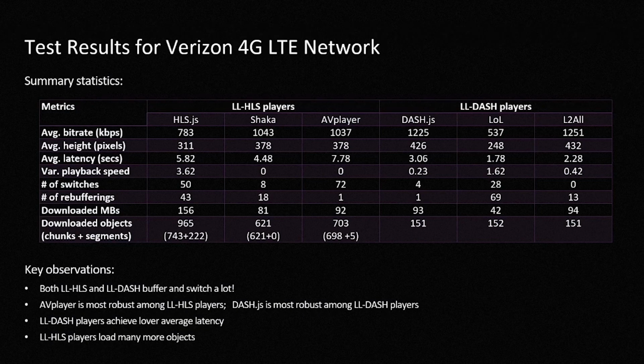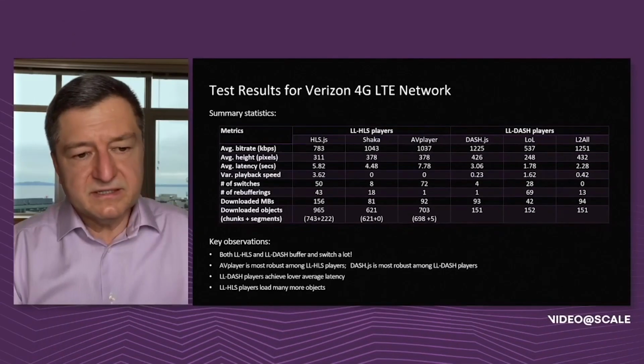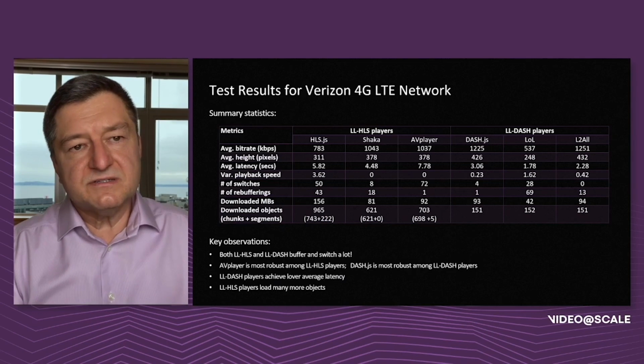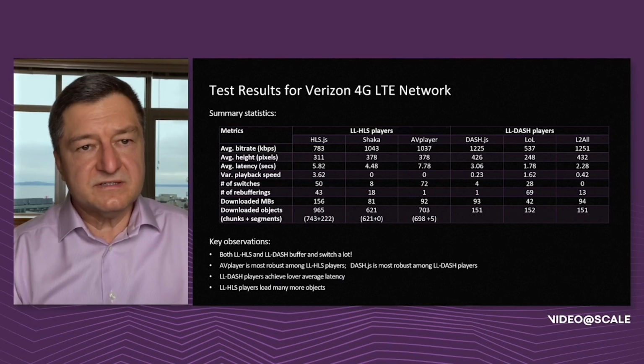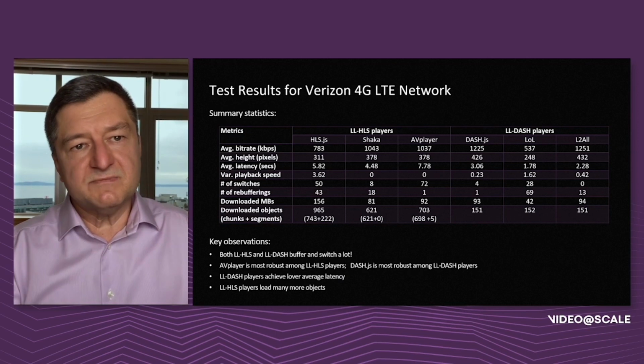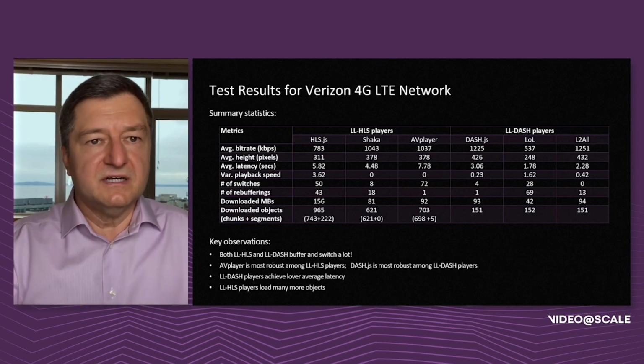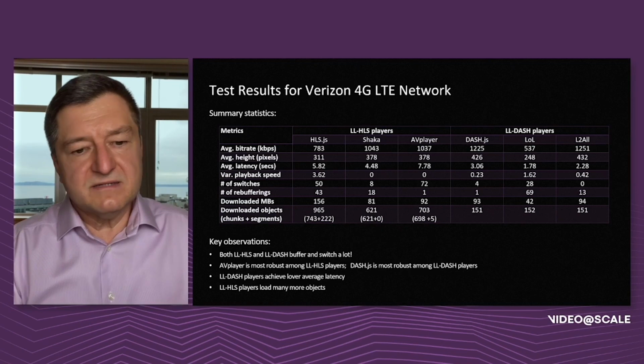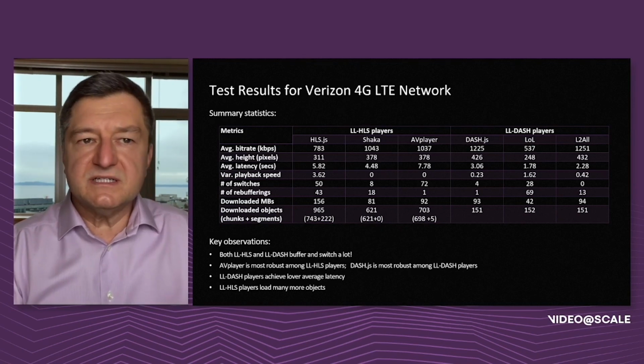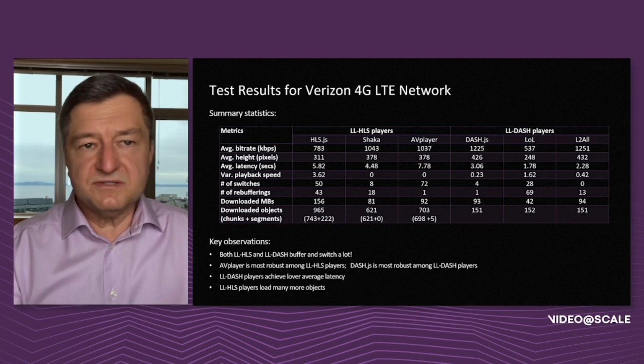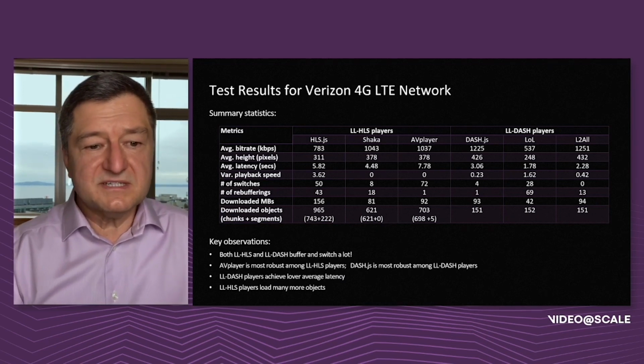But one grand observation that could certainly be made is that both LL-DASH and LL-HLS systems do seem to buffer and switch a lot in this test, but some players were much more robust. Particularly among HLS players, AVPlayer has shown to be the most robust. By far, it buffered only once, and that's precisely what we could expect because of the handoff situation in the middle. Similarly, among Dash players, Dash.js was the most robust. It also buffered a single time. Other players were buffering 60 times or more.